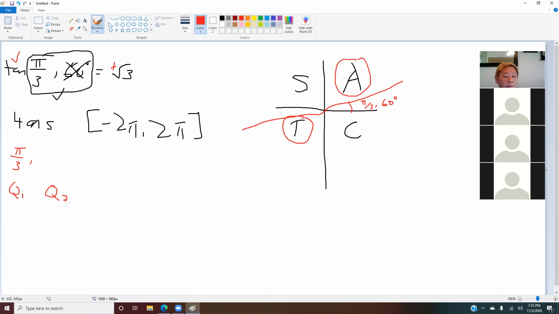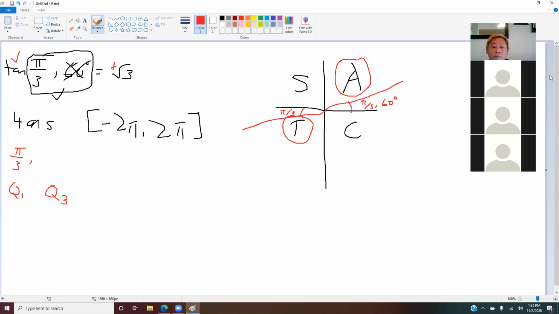You guys know how to do that? This is still going to be pi over 3 because it's going to be the same. So anyone know what that is going to be? Pi over 3 in quadrant 3. Would that be 240 degrees? Which in radians is 4 pi over 3? Yes, 4 pi over 3.